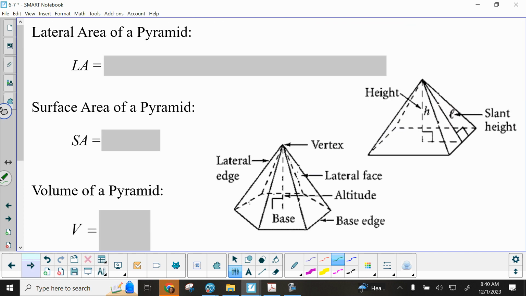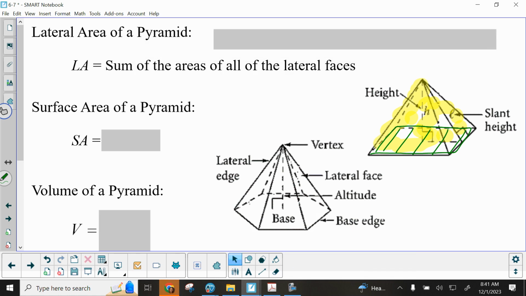The lateral area of a pyramid. A pyramid has a lot of different shapes in terms of its base, but the lateral area is just going to be when you add up the area of all the surfaces going around, but not including the base, so not including this bottom part. So it's the sum of the areas of all the lateral faces. In this example right here, I have a lateral face here that's a triangle, and then I have another one in the back, and then I have one on the side, and then another one on the side.